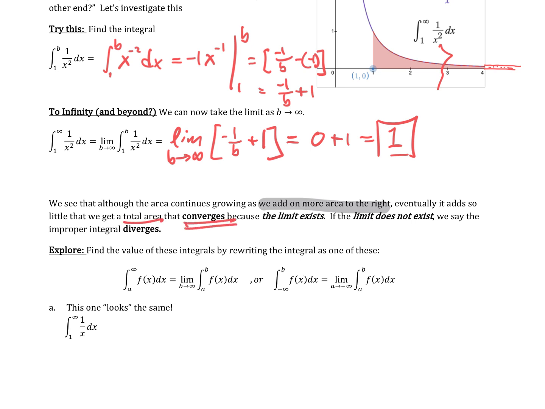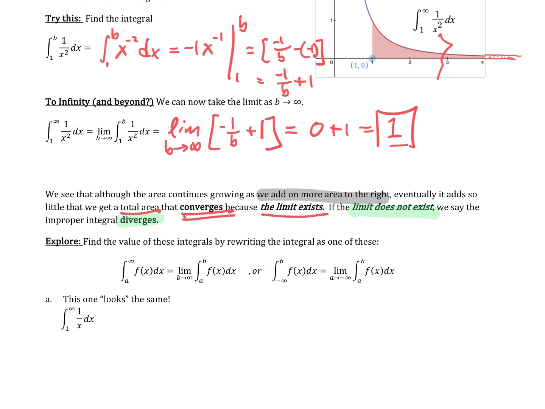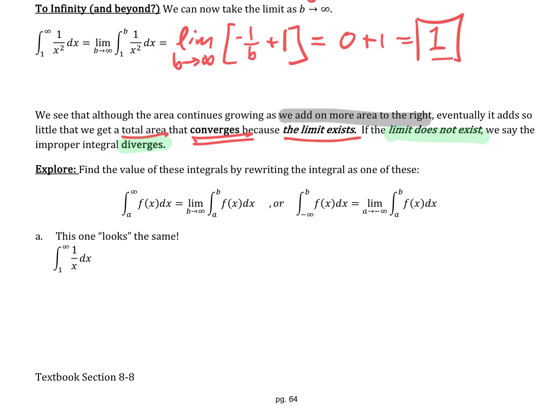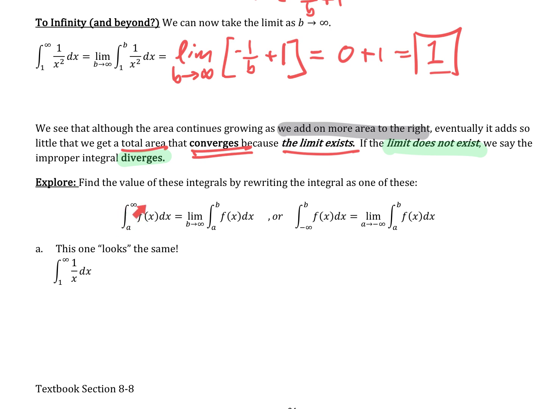We say it converges because the limit exists. Okay? If the limit doesn't exist, then we say that it diverges. Which will happen. We'll see. Let's check out some more. So first of all, before you check out this next one here, here's our little definition of a limit at infinity. Or I should say an integral going to infinity.